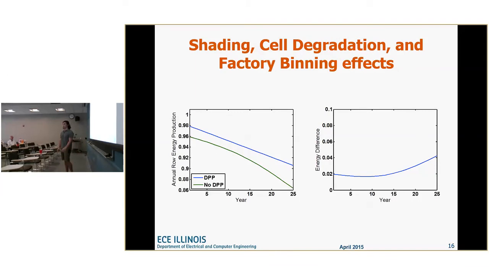Now that we are incorporating three sources of mismatch into our panel, we can see that the difference between panels with DPP and without continues to increase. The point here is that as we add more and more mismatch sources, as we'd expect to see, we see a larger and larger difference between our panels with DPP and without.